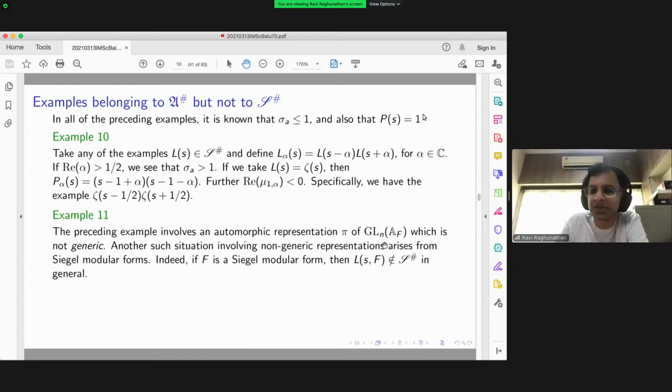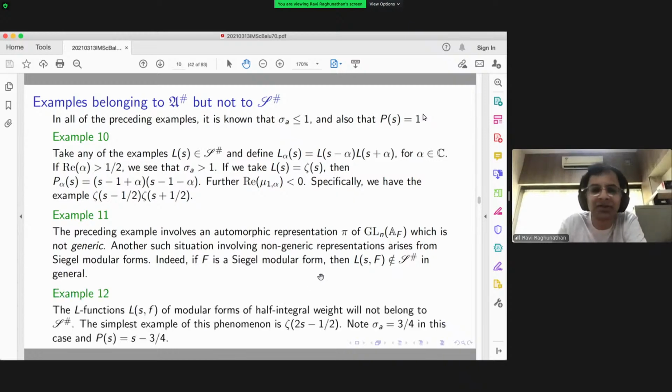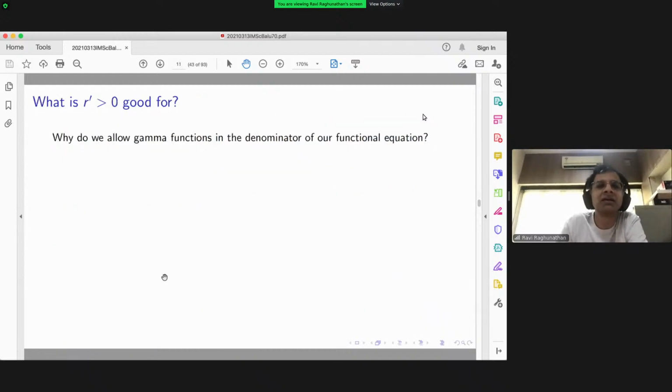And one more thing, which is certainly of interest to many people in this audience: if you look at half integral weight modular forms, then their L functions will not belong to S sharp, but they will belong to A sharp. So the simplest example will be zeta(2s minus half). Even that is excluded in the Selberg class because sigma_a is 3/4 in this case. Okay, so less than or equal to 1, but the polynomial P(s) is s minus 3/4. Okay, so that's where we stand.